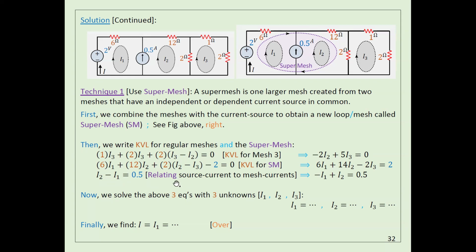Guys, by this way, I have three equations and three unknowns. Again, look at the trick. The trick is, I don't want to apply Kirchhoff voltage law here, because if I apply Kirchhoff voltage law here, I don't know the voltage. So this will be introduced as a new unknown. Any questions?